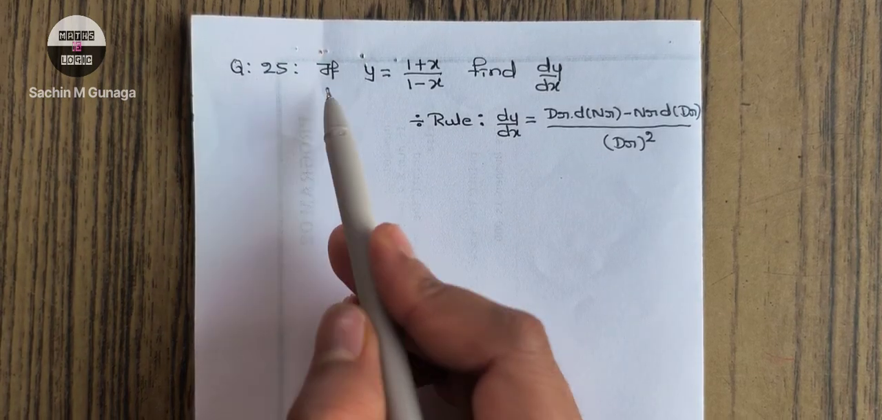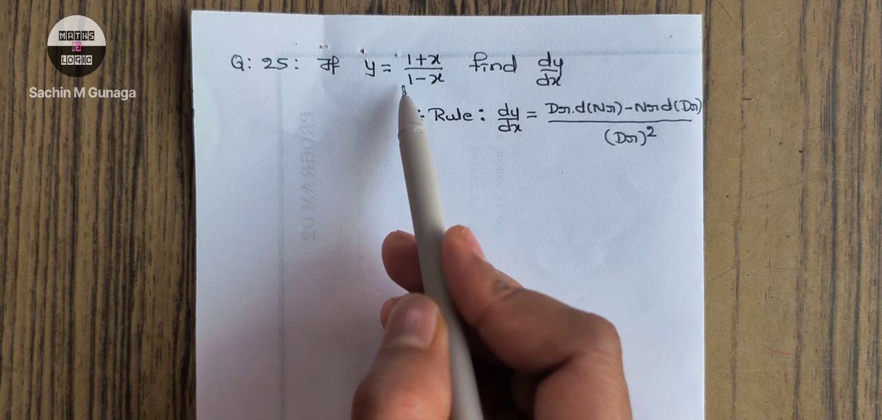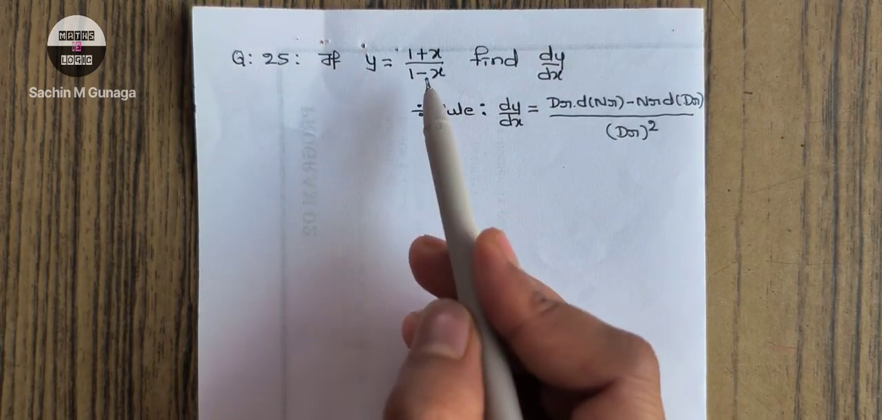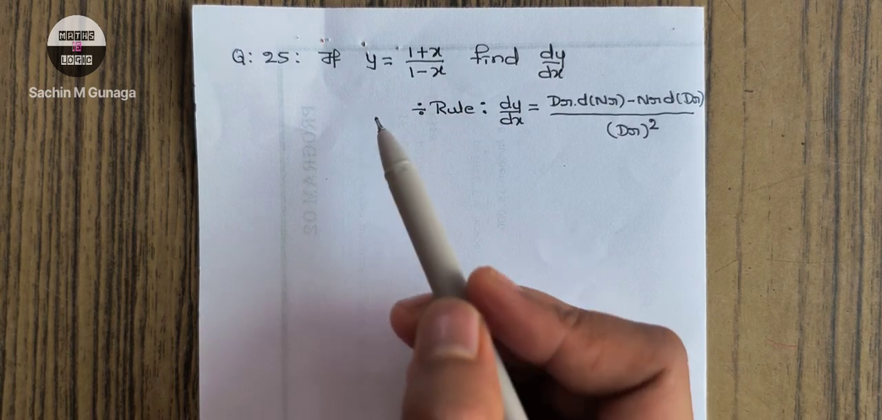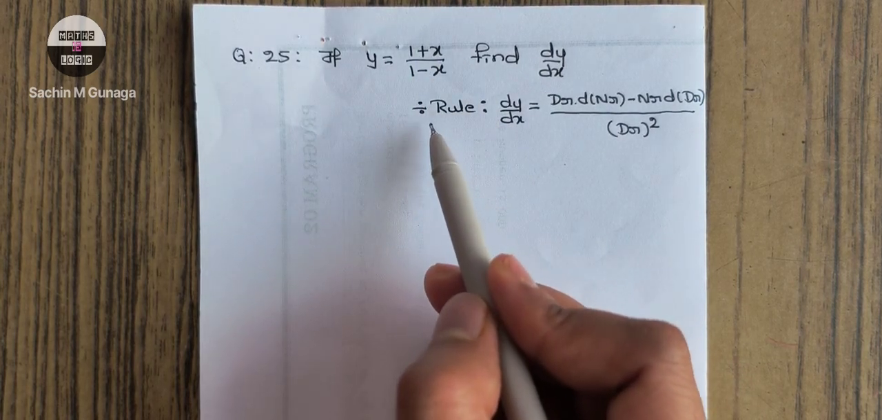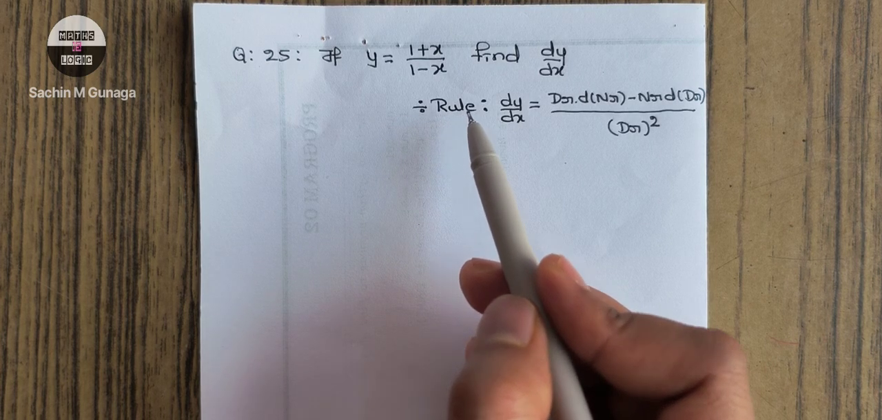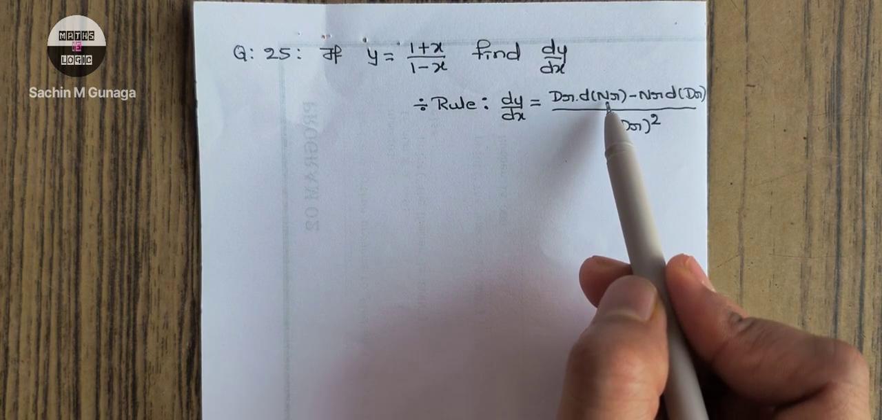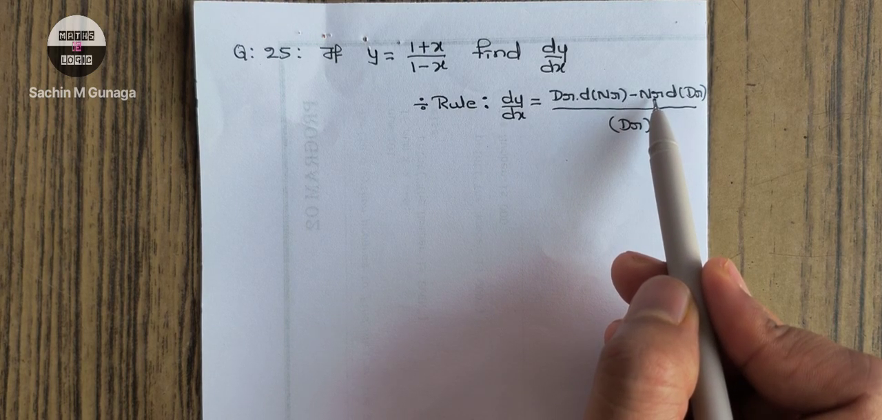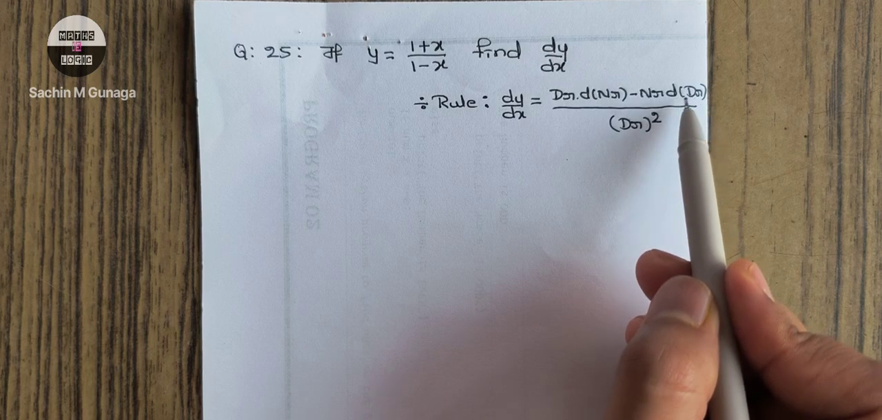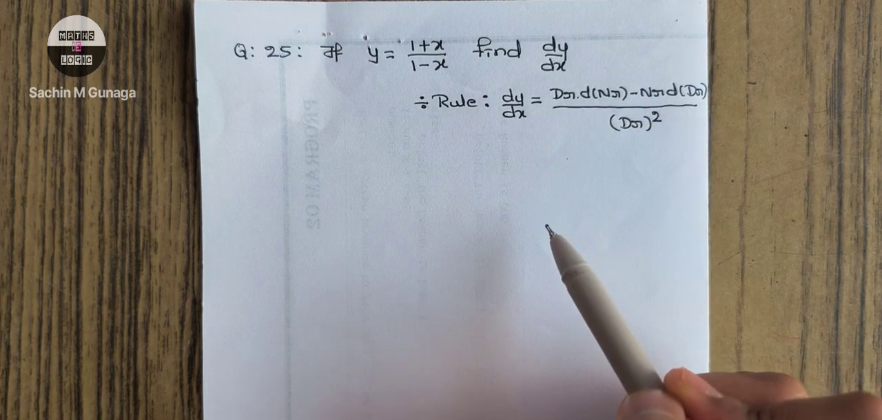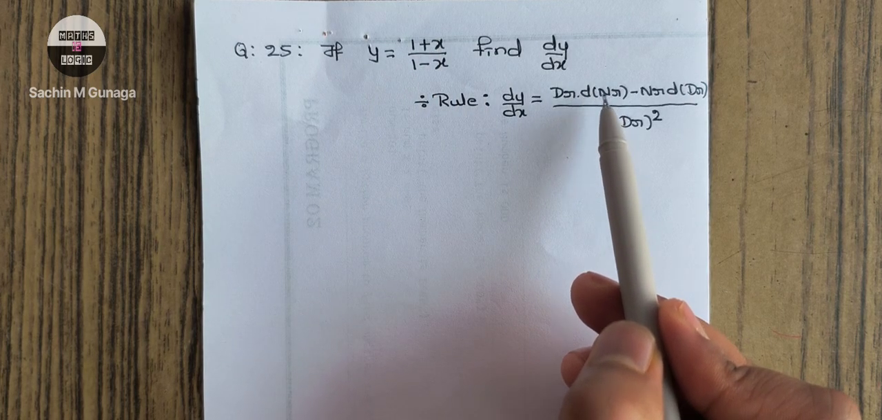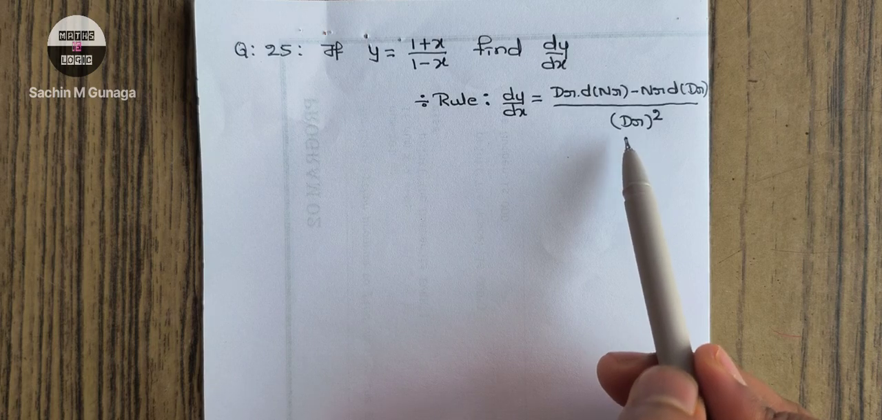Next, question number 25. If y is equals to 1 plus x divided by 1 minus x, find dy divided by dx. Again this question is from the differentiation unit. Here we are going to apply the division rule of differentiation. What is that? Keep the denominator as it is, differentiate the numerator, minus numerator as it is, differentiate the denominator, divided by denominator square. So 1 plus x is the numerator, 1 minus x is the denominator.